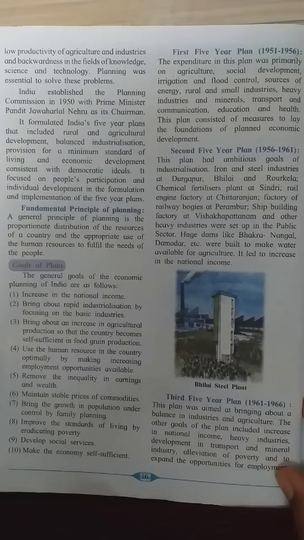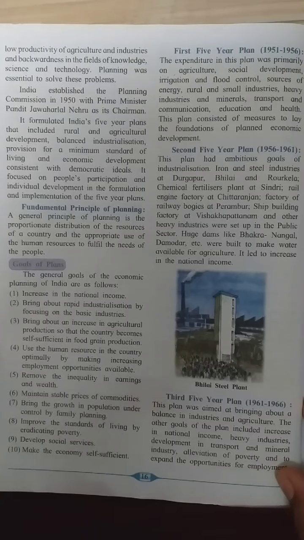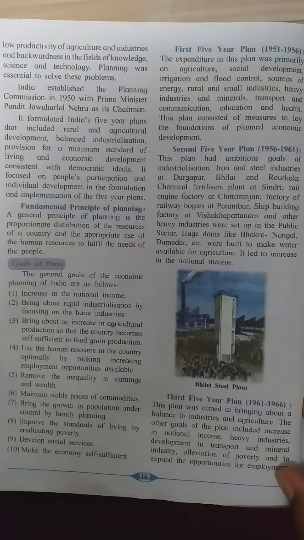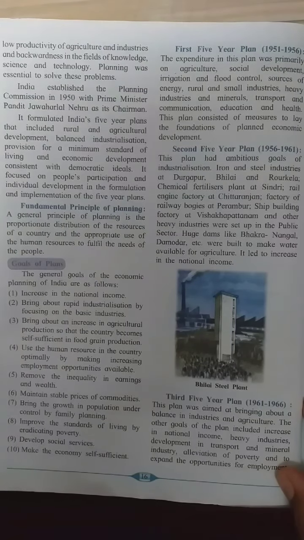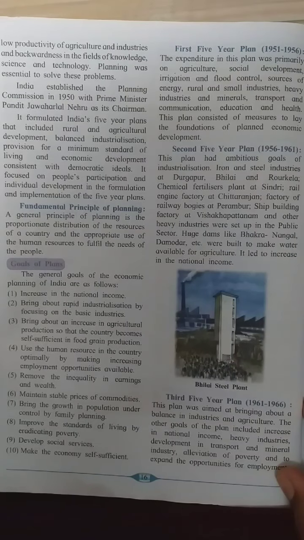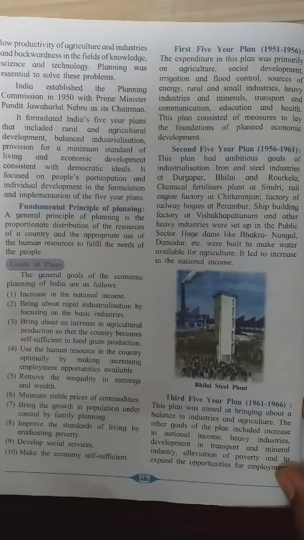India established the Planning Commission in 1950 with Prime Minister Pandit Jawaharlal Nehru as its chairman. It formulated India's 5 year plans that included rural and agricultural development, balanced industrialization, provision for a minimum standard of living, and economic development. Consistent with democratic ideals, it focused on people's participation and individual development in the formulation and implementation of the 5 year plans.